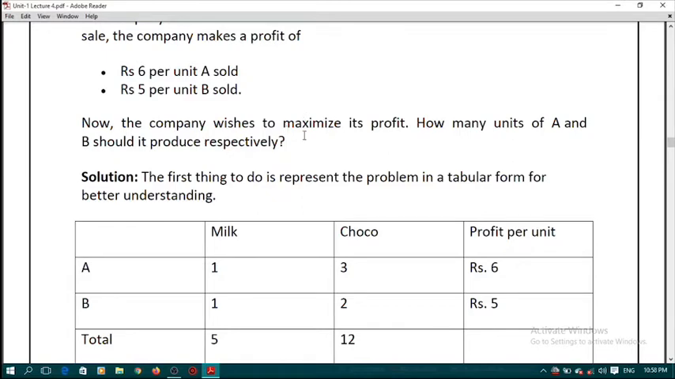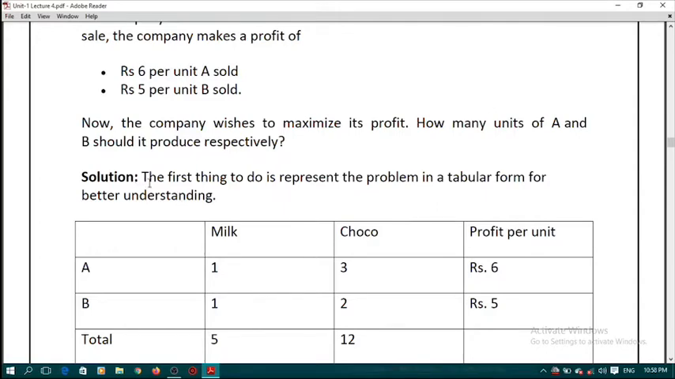Now the company wishes to maximize its profit. How many units of A and B should it produce respectively? So this is actually a complete problem, but here we are just going to formulate the LP model. We will discuss the solution process in the next session.